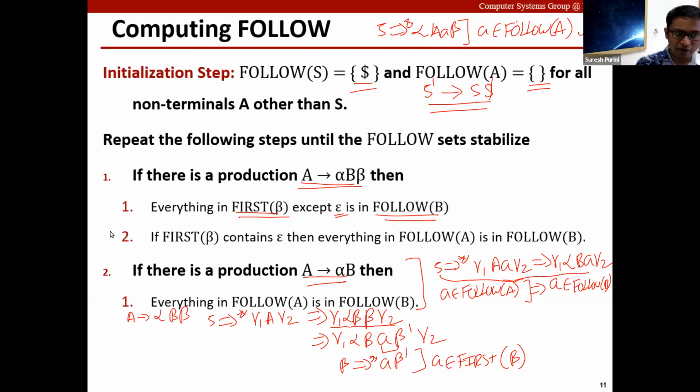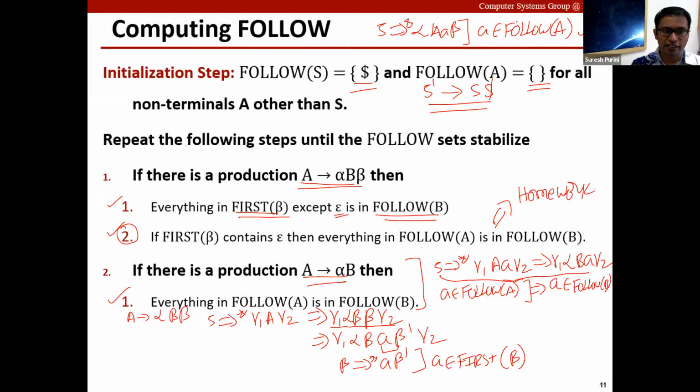If you make it similar, I would like you to do the second rule as homework. That is, if first of beta contains epsilon, then everything that is present in follow of A is in follow of B. So this rule, I am giving as homework. Prove this: if first of beta contains epsilon, then everything present in follow of A is present in follow of B. All right. So these are the three rules that we repeatedly apply to compute the follow sets.